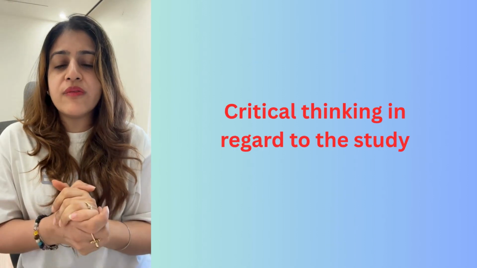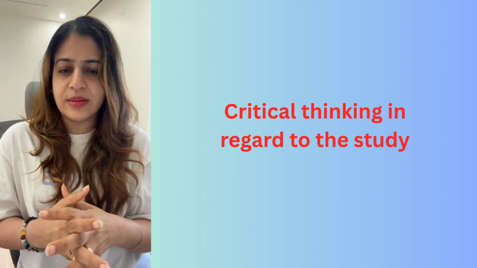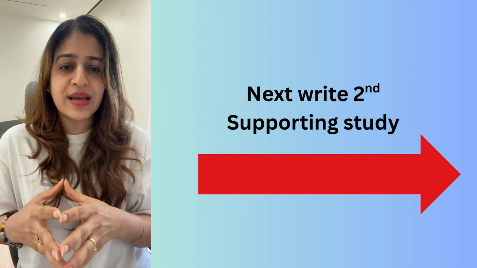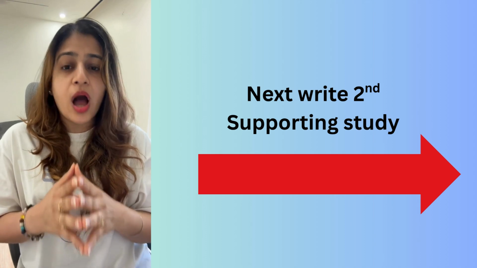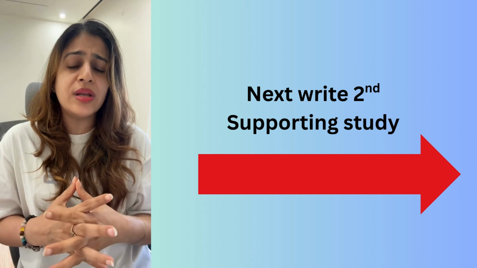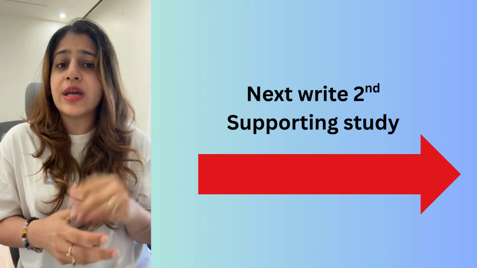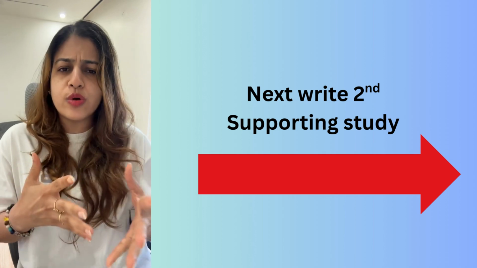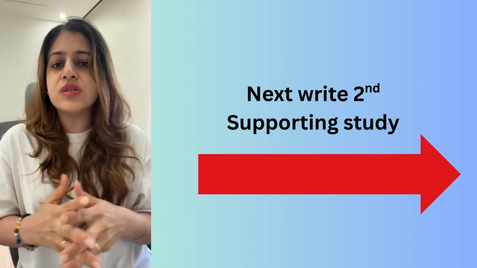Now this paragraph demonstrates critical thinking with regards to the ethics in the study, and I have included a basic explanation of the 3 R's. So now you know how to write the ethical concern in this kind of question. And now let's move to the next paragraph. As IB students, you need to write a minimum of 2 to 4 studies. So in the next paragraph of the answer, we will write another supporting study.